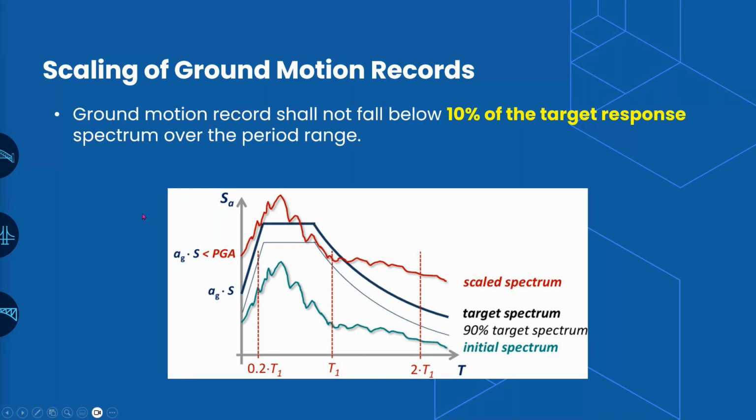So the CSS 619 says that the spectral matching or scaling has to be done to generate the ground motion records up to the target response spectrum, and these records shall not fall below 90% value of the target response spectrum within the period range. So if the period range is basically specified from 0.2 T1 to 2 T1, where T1 is my fundamental time period, and under this particular range, my scaled spectrum shall not fall below 90% of the target response spectrum, which is this. So we need to be sure that each record is over the 90% of the target response spectrum.